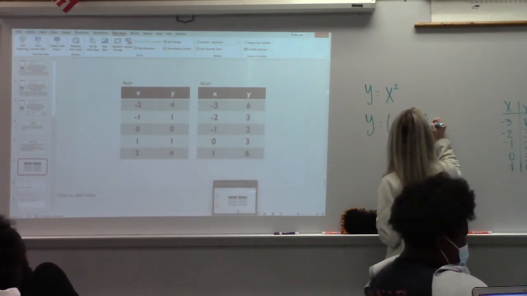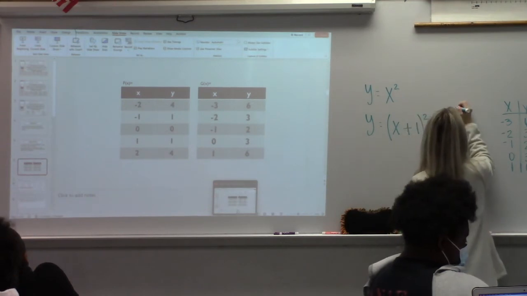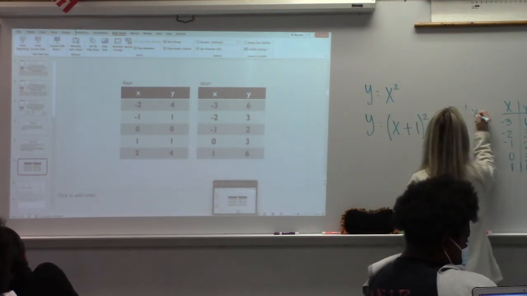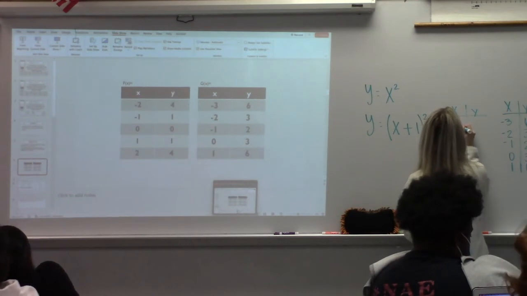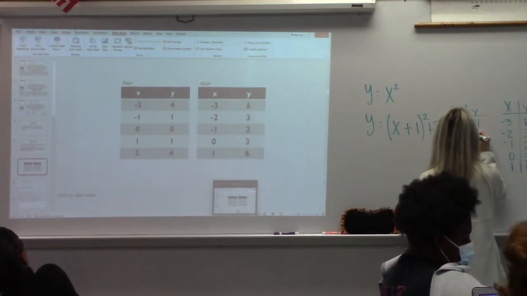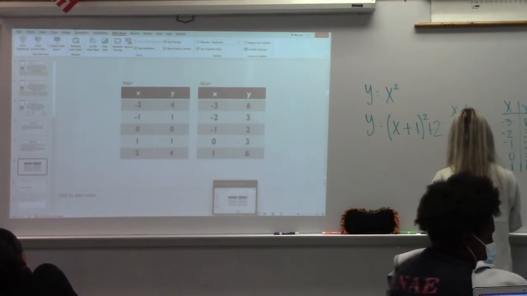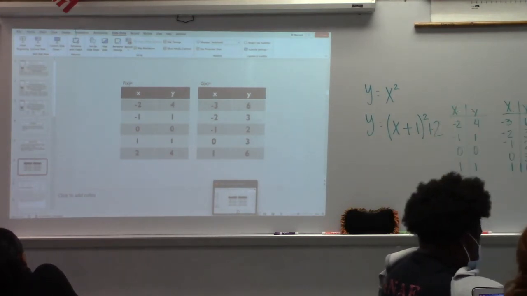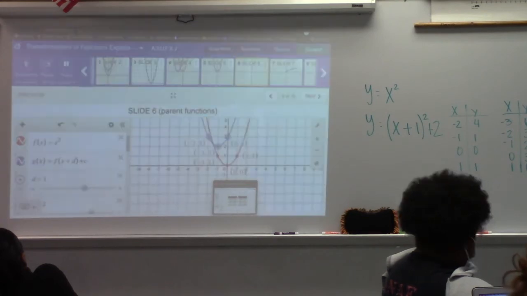So it always goes in the middle. Not necessarily. So how can you tell if it's the vertex? Okay, guys, so.